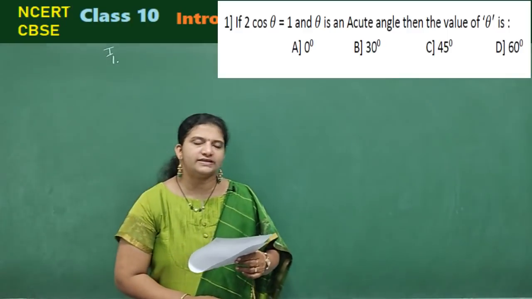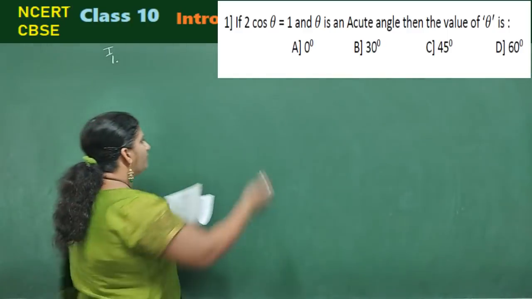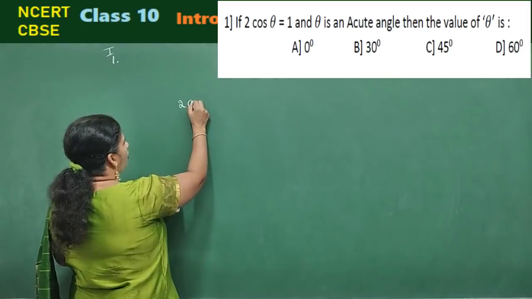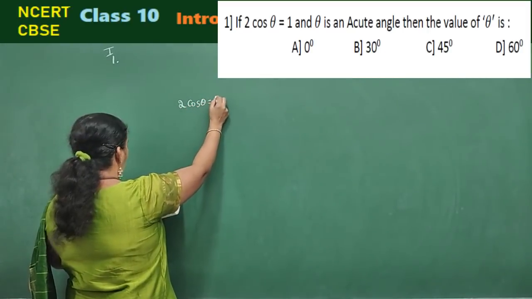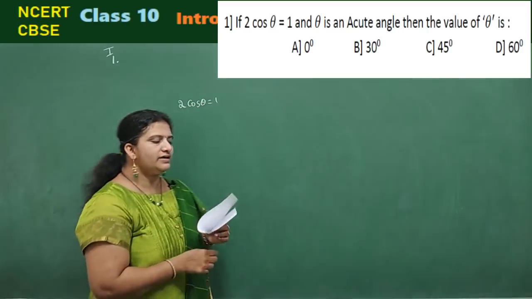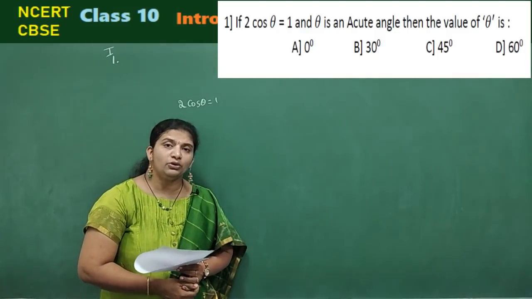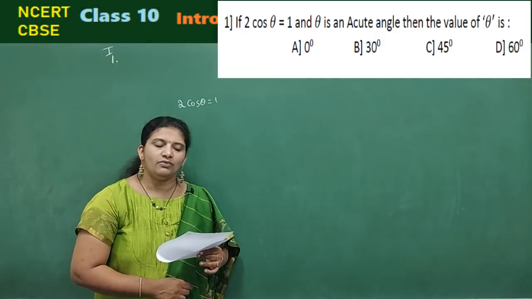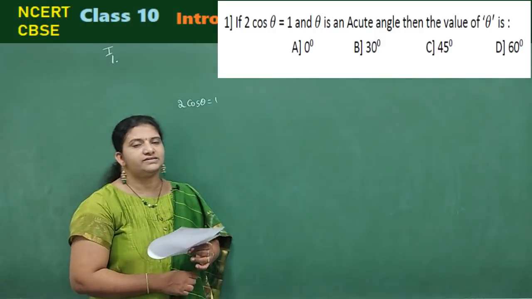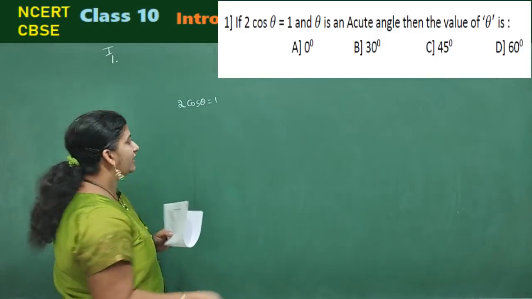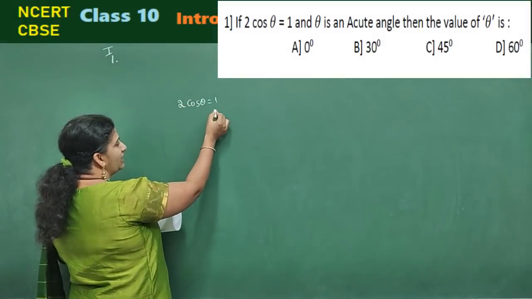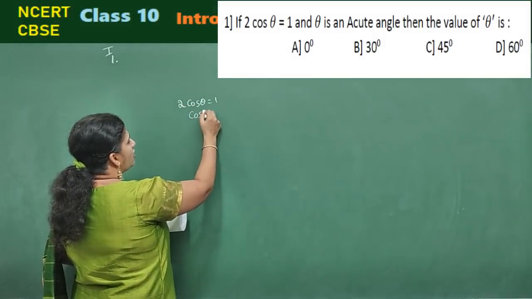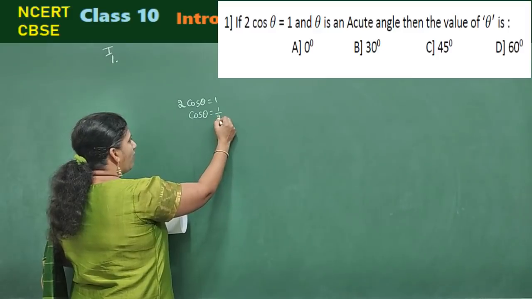If 2 cos theta is equal to 1, and theta is an acute angle. What do you mean by acute angle? It will be less than 90 degrees. Then the value of theta is. See, take the 2 to the other side. Cos theta is equal to 1 by 2.